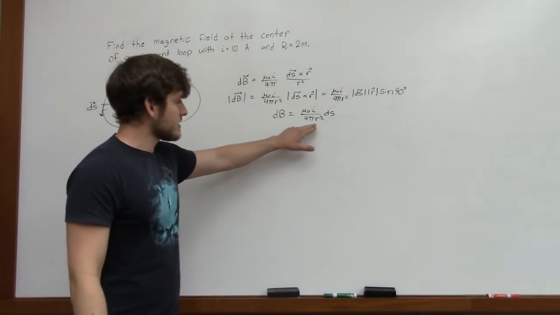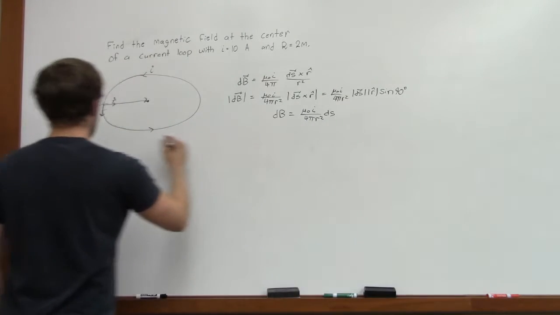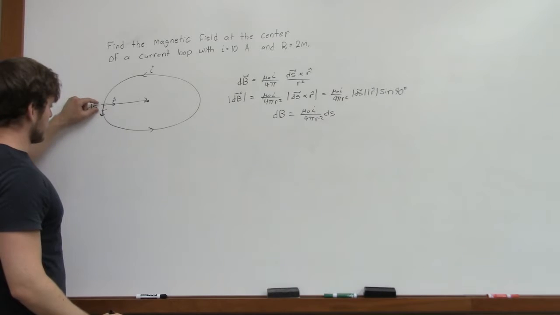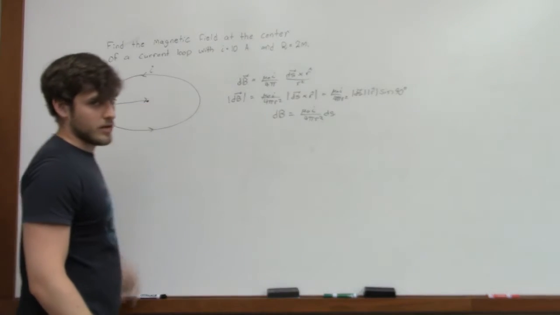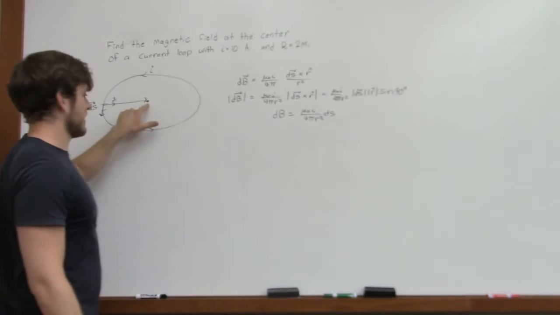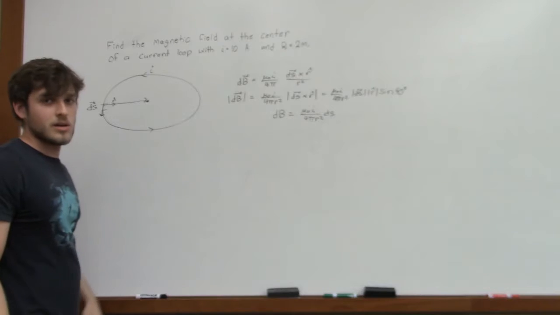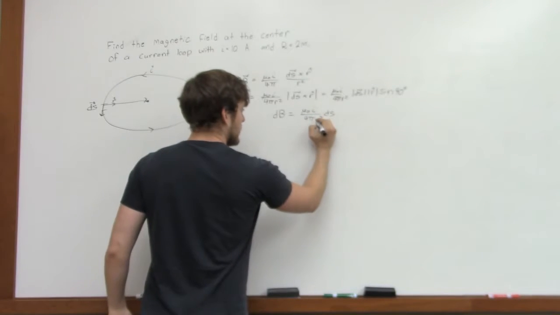Now, what is this r squared here? This is the magnitude of our vector from the line element to the point we're evaluating the magnetic field at. But we're evaluating it at the center of the loop. So the magnitude of this vector is going to be the radius of the loop. So let's change this to big R.